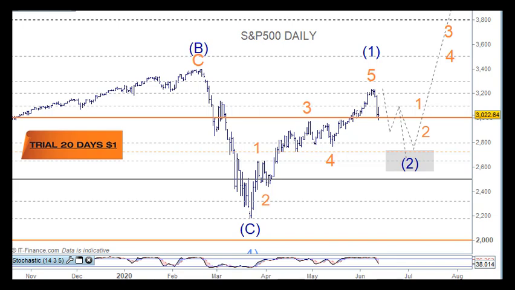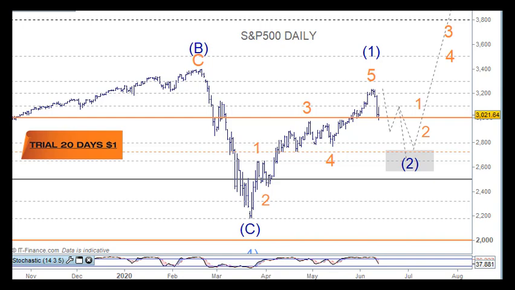So we're pretty much on track now. The questions have been asked: if this is not an A, a B and a C correction here and then moving higher through here, what are we looking at? Can we look further to the downside?